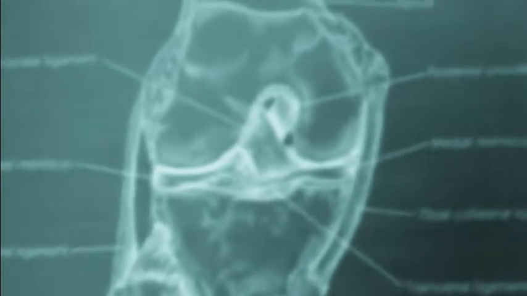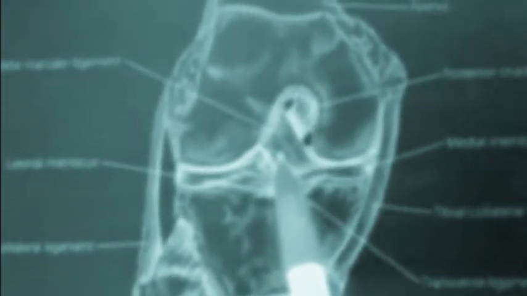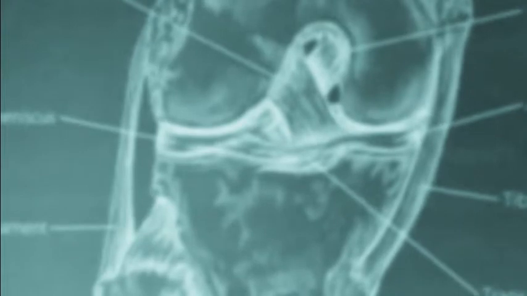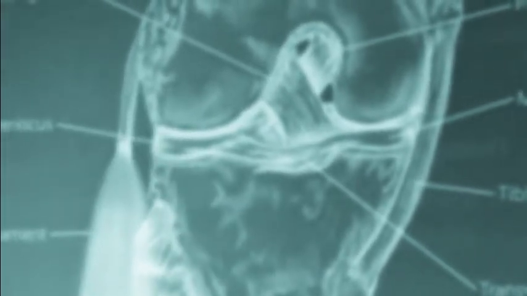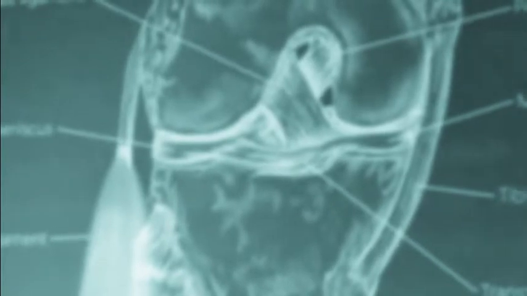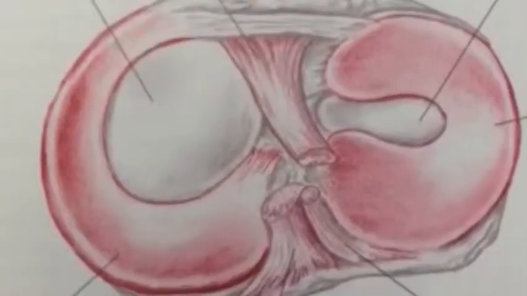All right, for the knee joint, for the ligaments, you have the anterior cruciate ligament, which maintains anterior stability, and the posterior cruciate ligament, which maintains posterior stability. In addition to the ACL and PCL of the knee, you also have the lateral collateral ligament, which maintains lateral stability, and the medial collateral ligament, which maintains medial stability.